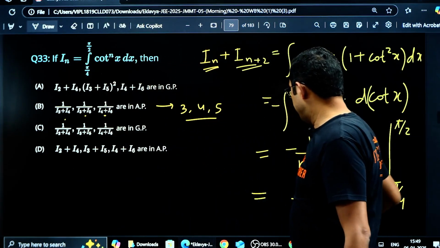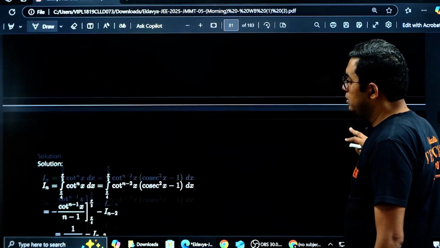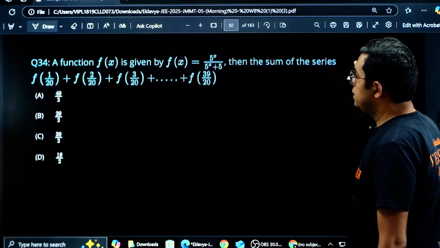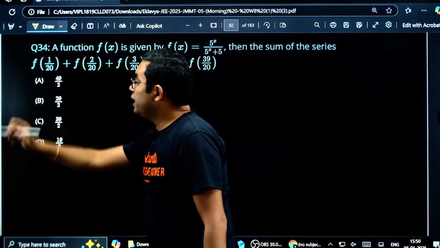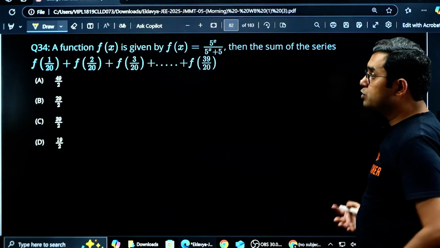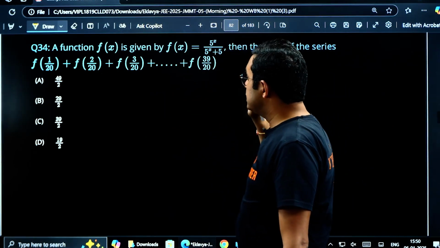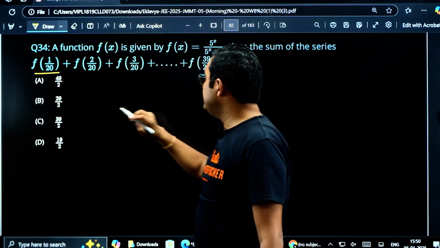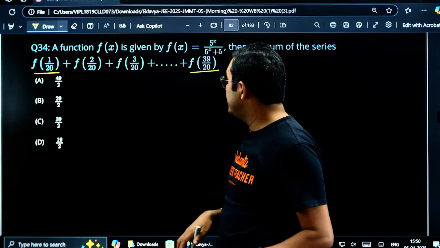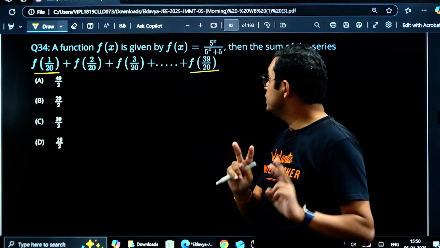Okay. So after 33, question number 34. This is again one very popular problem. They have asked it in mains also, advanced also, let me tell you, similar to this. So if we are given f(x) equal to this thing and they are asking this summation. Now please see, first term and last term, if you look at this 1 by 20 and 39 by 20, their sum is 2. Their sum is 2.